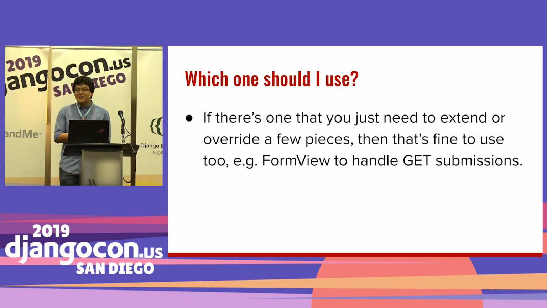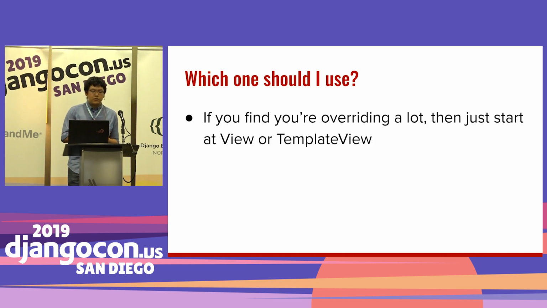OK. So if there's one that you just need to extend and override a few parts, for example, my list view, I wanted to filter the query set, but that was just one method that I had to override, and even then, it wasn't that much code that I changed, then just use that. It's more when you start overriding a lot of stuff that it ruins the point of using a generic view, and it gets really hard to keep track of what you're doing because you're overriding this bit over here and then this bit over here, and it's like, wait, how do those two interact now? Keeping track of all that is a mess.